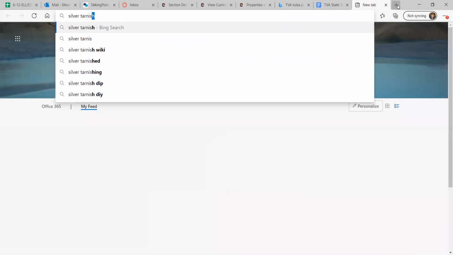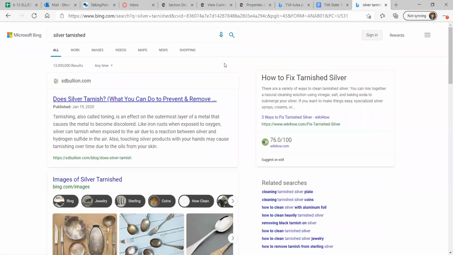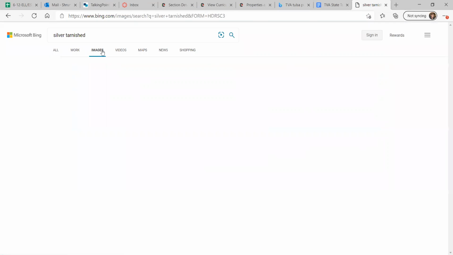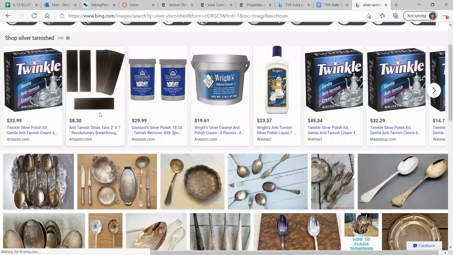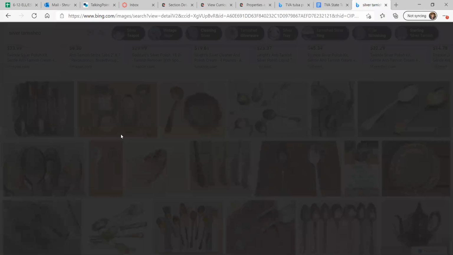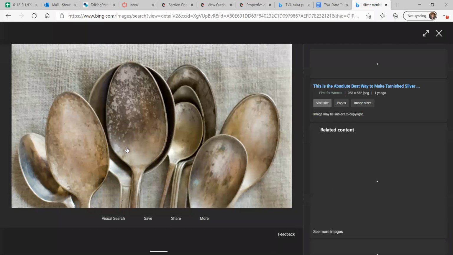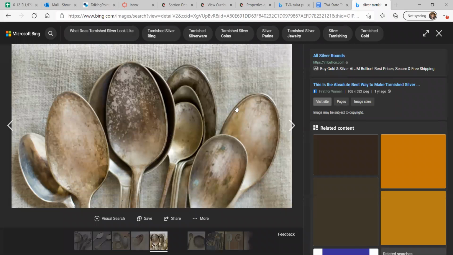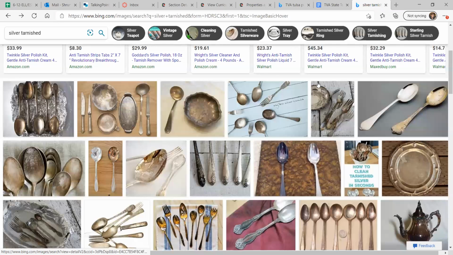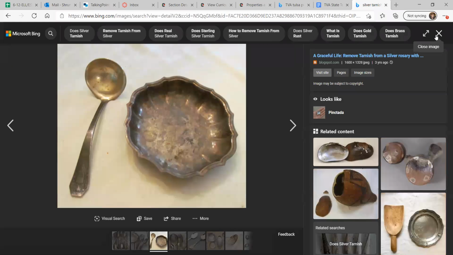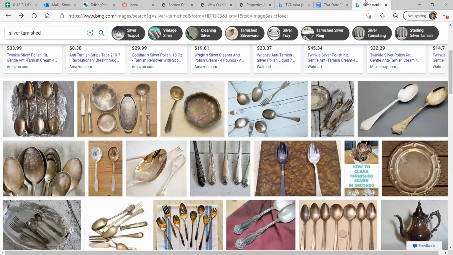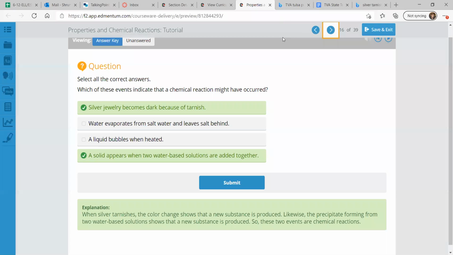Now, tarnish. I'll show you what silver looks like and then tarnished silver. So here we go. So silver, and then you can just see how tarnish develops. And there are ways to remove it to some degree. All right, let's get back.